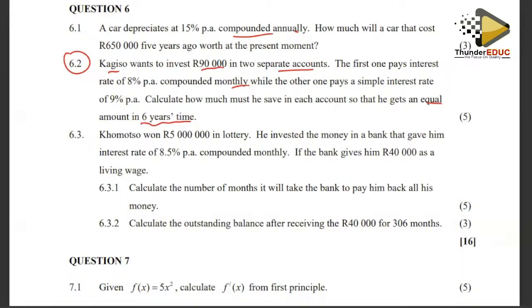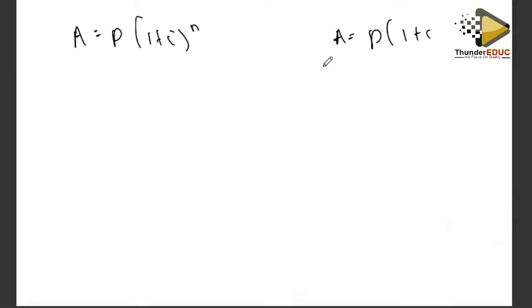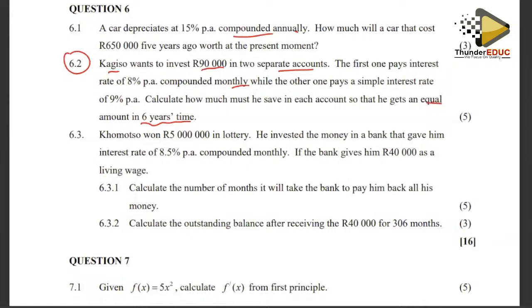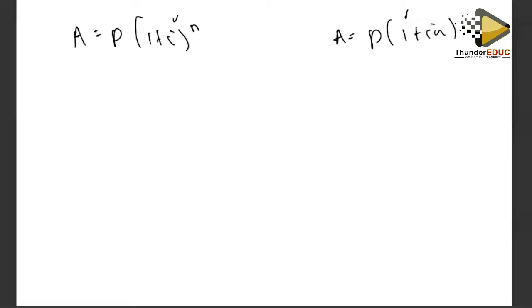Now, this is a bit tricky, no? Okay, let's see. Because now we need to compare the compound and then the simple. So with the compound, we know that A is equal to P into 1 plus i to the exponent of n. With the simple, 1 plus in. They're telling us that both amounts must be the same, okay? So the outcome needs to be the same, meaning that the P into 1 plus i to the exponent of n must be the same as P into 1 plus in.